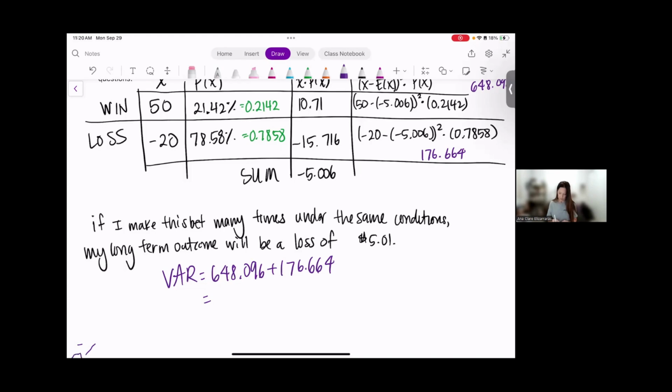648.096 plus 176.664 is 824.76. The standard deviation is then found by taking the square root of 824.76, which is 28.719. So what that means is that on average, we're off about $28.